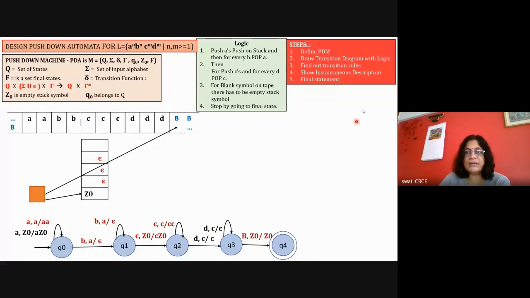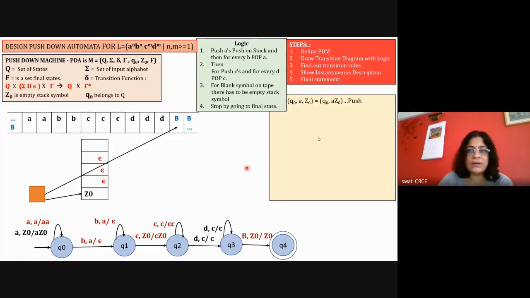Now, by looking at the transition diagram, the next step is to write down the transition rules. So, create a table like this. First is Q0 A Z0 is equal to Q0 A Z0. Then Q0 A comma A is equal to Q0; the next state is Q0 and the stack contents are double A. So write that here. Then the next is B comma A epsilon, so it is a pop operation. So Q0 B comma A is equal to the new state Q1 and epsilon. Okay, so these are the stack contents.